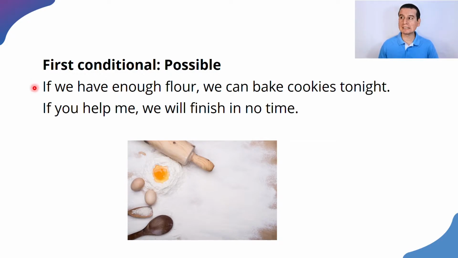So it is possible. Let's check. Do we have flour? Oh, we will make cookies. Bake them. Another example: if you help me, we will finish in no time. So help me and we will finish. It is possible, right? As you can see, the condition is expressed in the present simple, if we have enough flour. And for the hypothetical situation, we can use something like the present tense, in that case we can bake, or we can express that in the future tense.